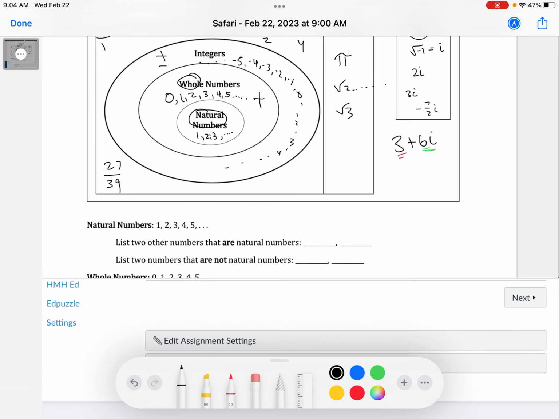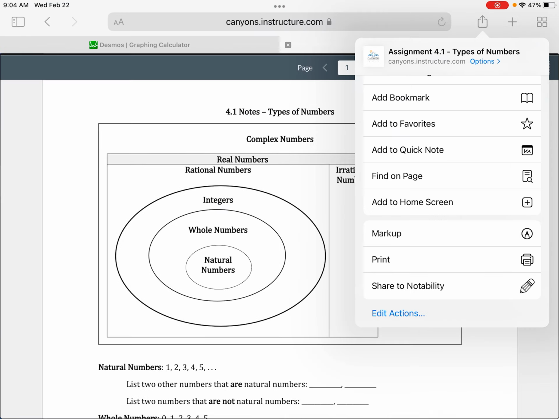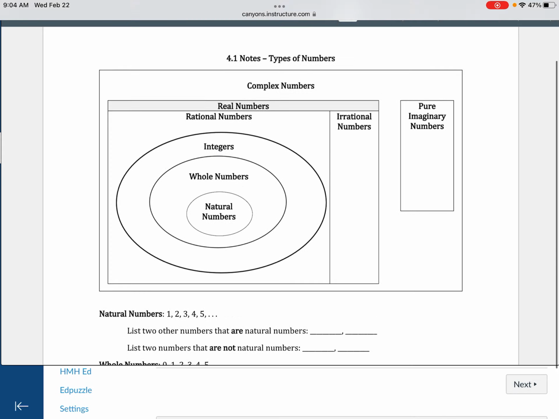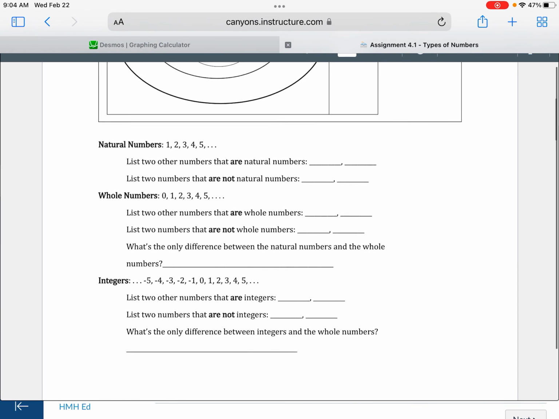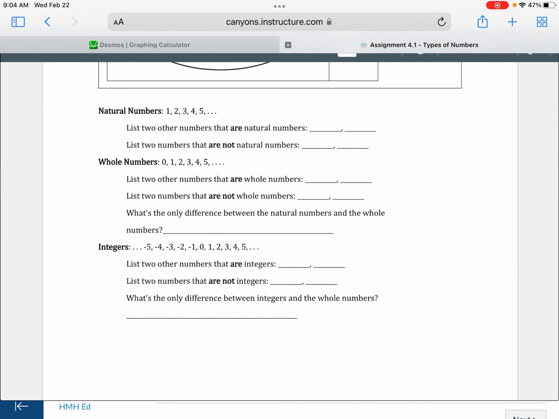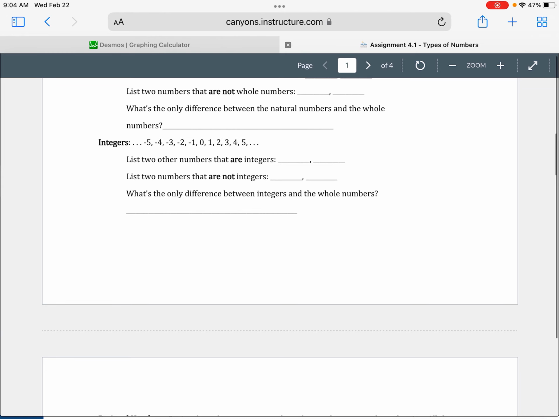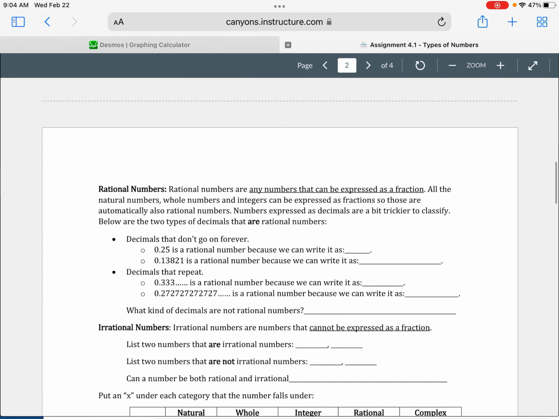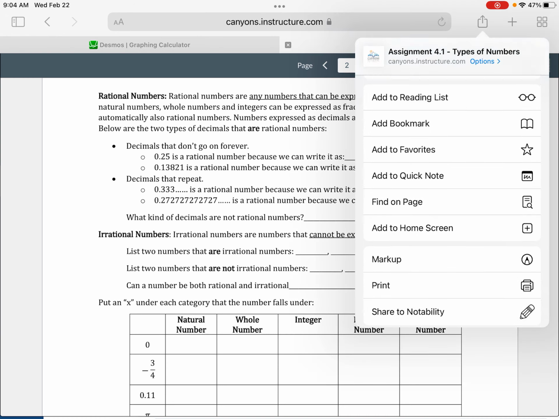Okay, so here, let me just go out of this for a sec. Here, there's some lists of different things. So natural numbers, just 1, 2, 3, 4, 5, 6, 7, 8. Whole numbers start with 0, 1, 2, 3, 4, 5. Integers have negative and positive. And let's talk about rational numbers a little bit more. So let me go in and mark this up.